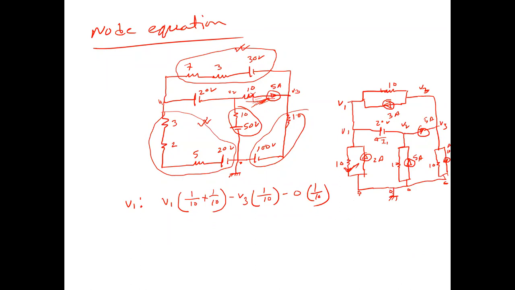Now this V1, this resistance is finished, this one resistance, this one resistance is another portion, this V3, this resistance another portion is 0, so all are complete, resistance portion complete.